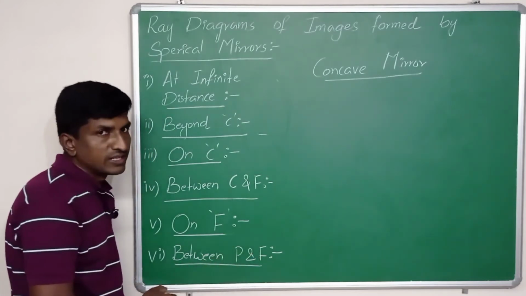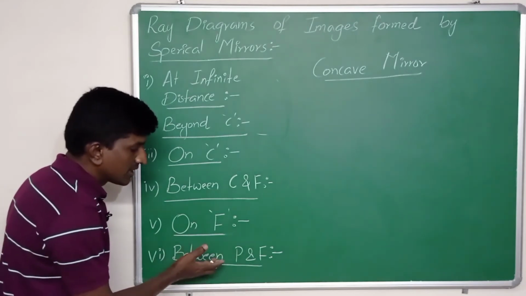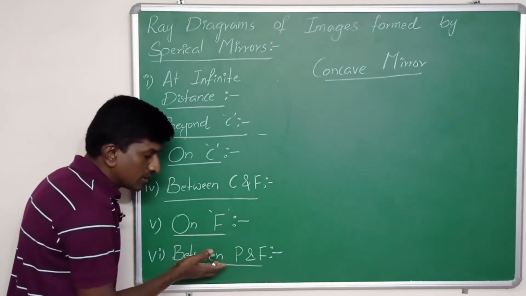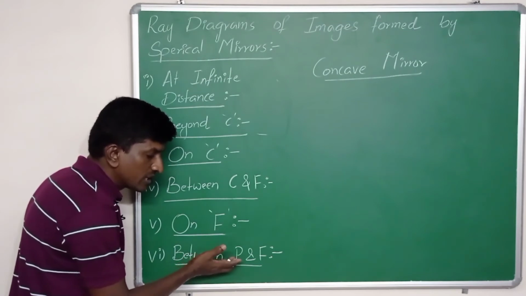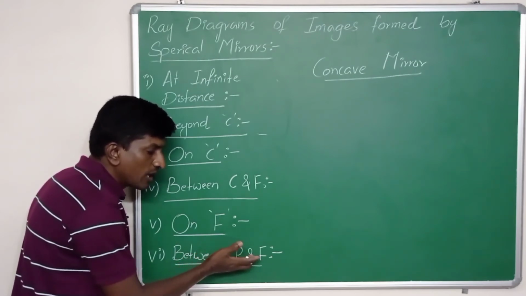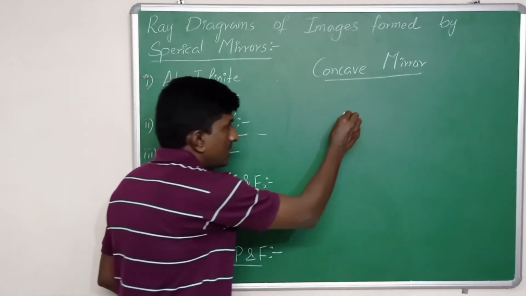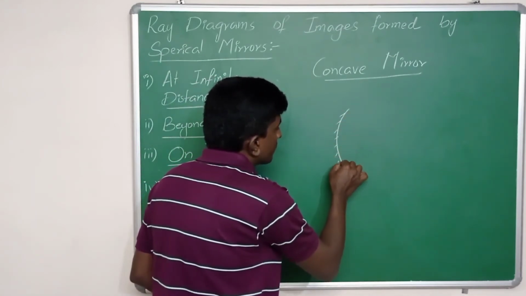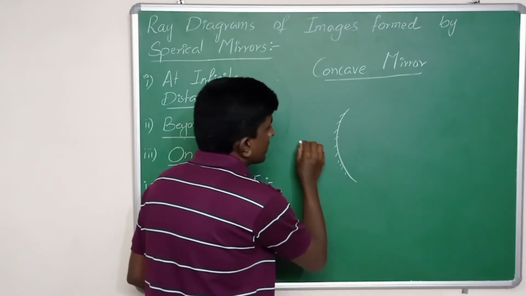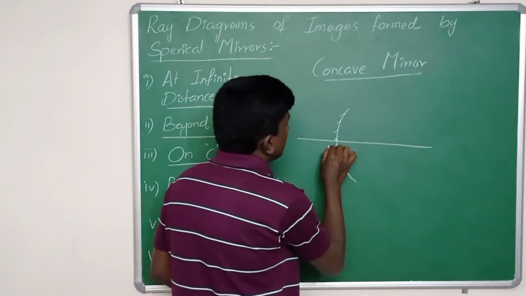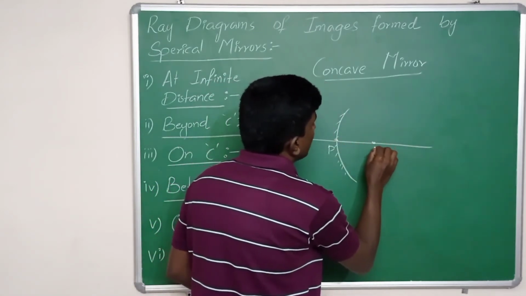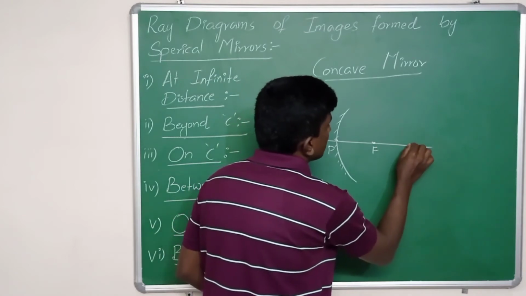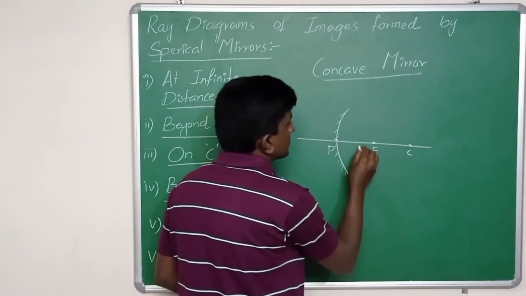Then they observe the teeth. So let us draw the ray diagram for the position of the object whenever it is placed between pole and focal point. And this is the concave mirror, and pole, focal point and center of curvature.